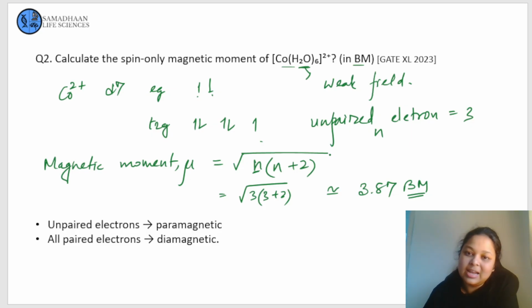If there is any unpaired electron in the complex, which you will get from the high spin or low spin, then the complex is paramagnetic, and it will have a positive magnetic moment value. And if all the electrons are paired in the complex, then mu is 0 and the complex will be diamagnetic. I hope this clears CFT for you.